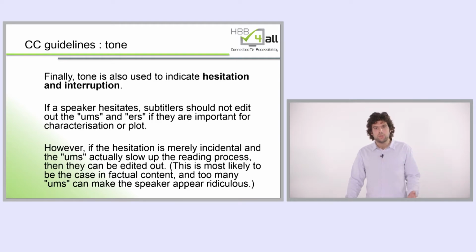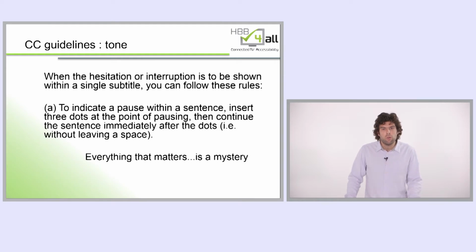Finally, tone is also used to indicate hesitation and interruption. If a speaker hesitates, subtitlers should not edit out the ums and ahs if they are important for characterization or for the plot. However, if the hesitation is merely incidental and the ums actually slow up the reading process, then they can be edited out. This is most likely to be the case in factual content, and too many ums can make the speaker appear ridiculous. When the hesitation or interruption is to be shown within a single subtitle, you can follow these rules.